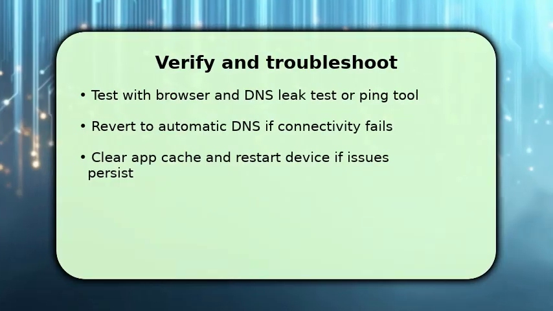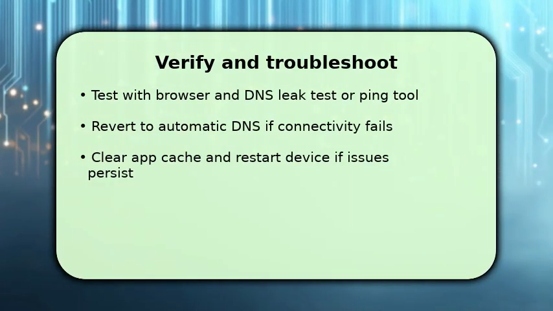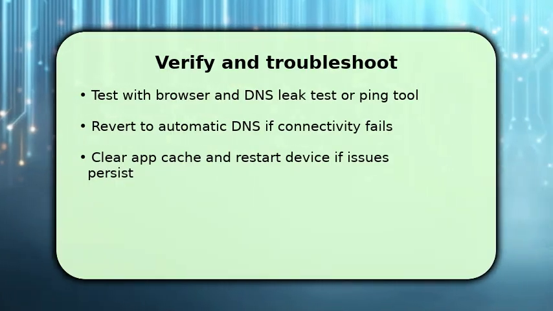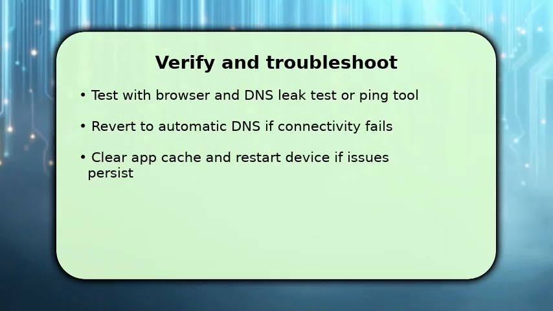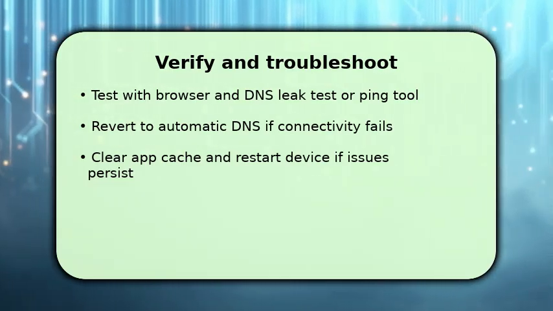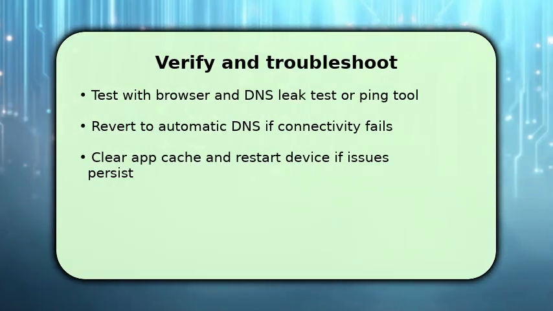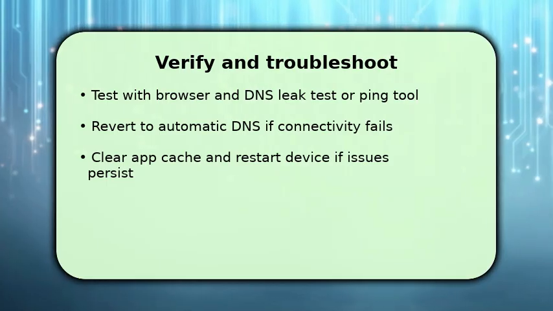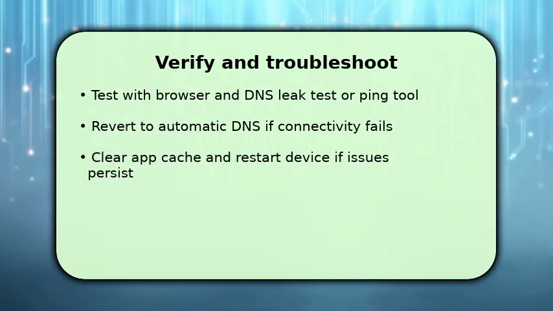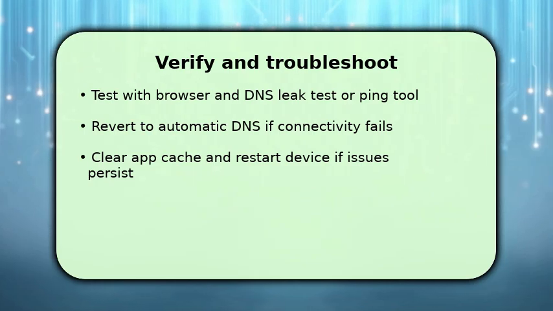Finish by verifying that DNS works. Open a browser and visit a known site, or use a DNS test app to confirm your resolver and encrypted connection. If pages fail to load, revert to automatic DNS or re-enter correct host names and addresses. Intermittent issues often come from typos or blocked resolvers. Once done, clear app cache and reboot the phone to force fresh DNS lookup. If problems remain, switch providers or temporarily disable private DNS to isolate the cause.